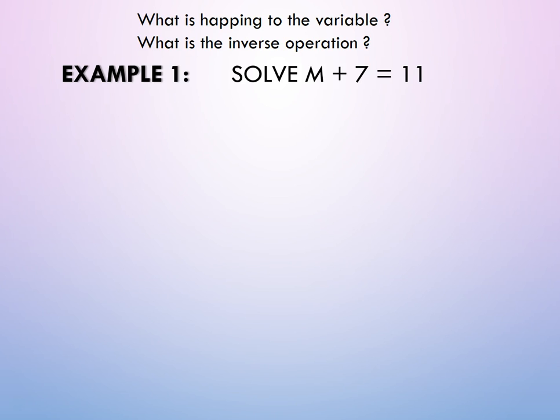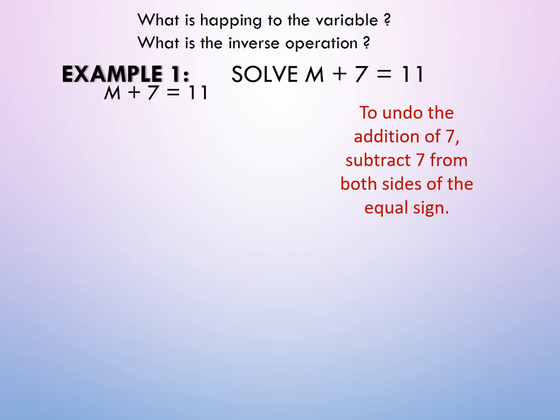So I have m plus 7 equals 11. I'm going to ask myself, what is happening to my variable m? It's being added by 7. How do I undo adding 7 to m? To undo adding 7 to m, I'm going to subtract 7 from both sides of my equation. Now I have 7 minus 7, which cross out and give me 0. Now I have 11 minus 7, and 11 minus 7 is 4, so m equals 4.